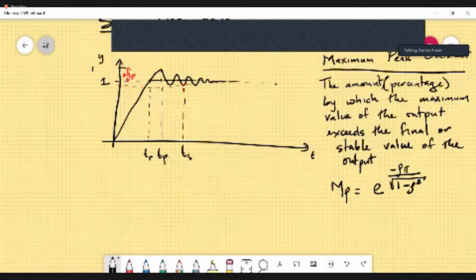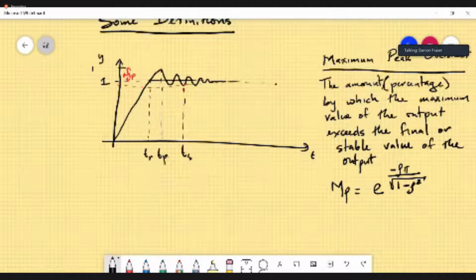So it's e raised to the power all of those things: the damping ratio times pi over the square root of 1 minus the damping ratio squared. So that's the definition of one parameter that we want to control, the maximum peak overshoot.